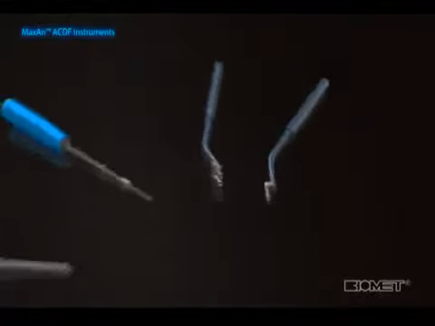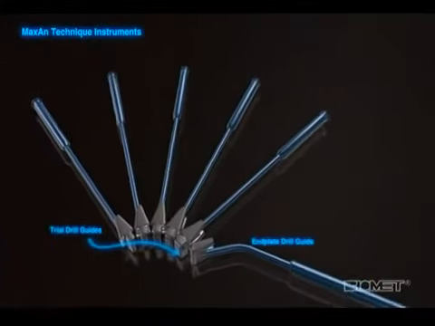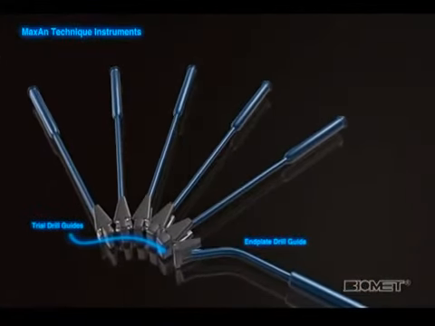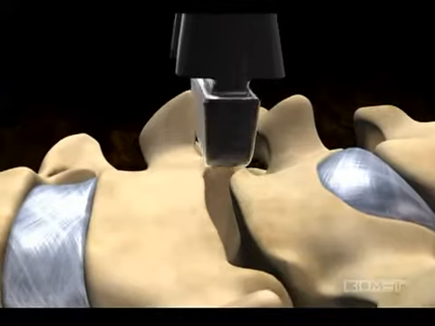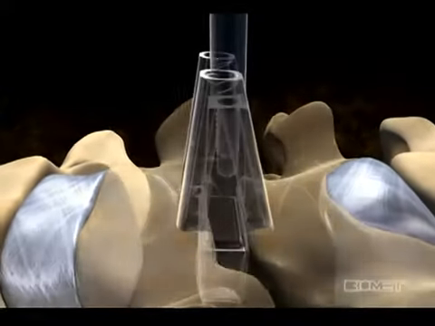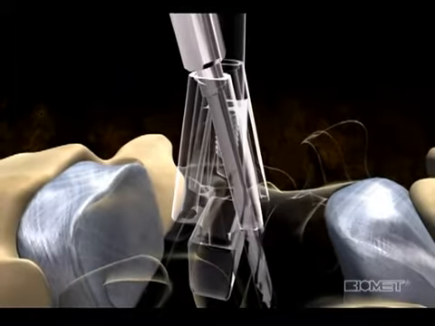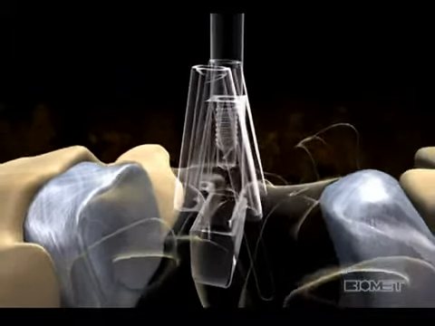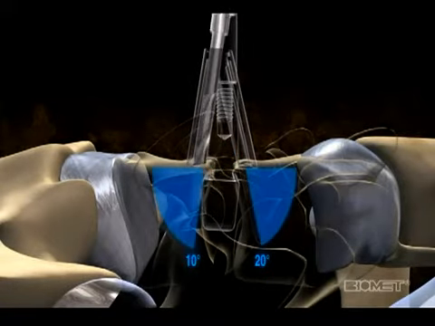Instrumentation. In addition to standard classic ACDF instruments, the MaxAn system additionally offers instruments to drill screw holes only 1.5 mm from the end plate, thus supporting the concept of maintaining at least 5 mm of distance from the adjacent segment. The trial drill guide, for example, trials the graft thickness and drills the screw holes in one step. The location of the screw holes is now directly related to the graft thickness, and they are 1.5 mm from the end plate at 20 degrees cephalad and 10 degrees caudal.